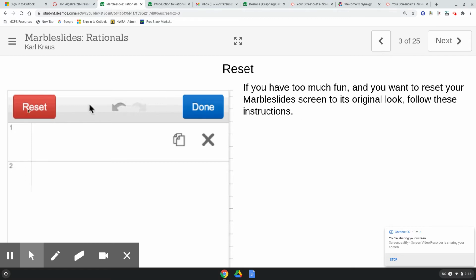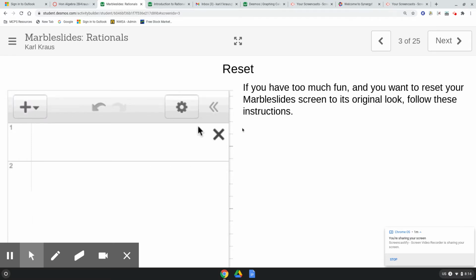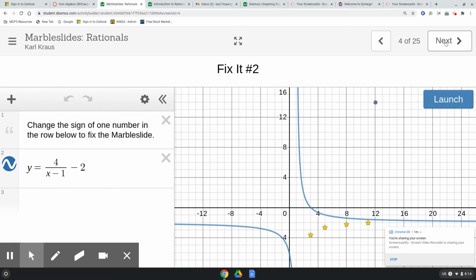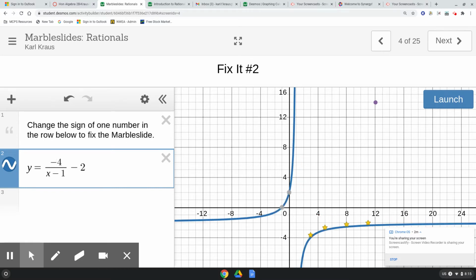Slide 3 shows you how to reset. Hit the reset button if you need to get the screen back to where it was, or the slide back to where it was. This one here, you want to reflect this graph over the x-axis. So if I make this a negative up here, that reflects the graph over the x-axis. And then hit the launch button there.